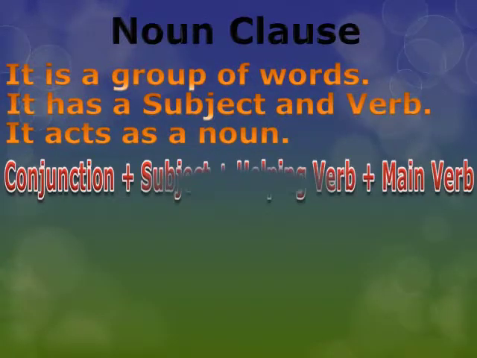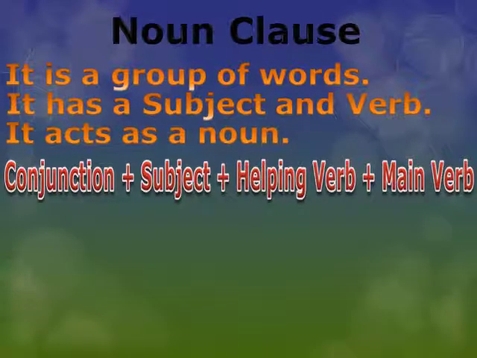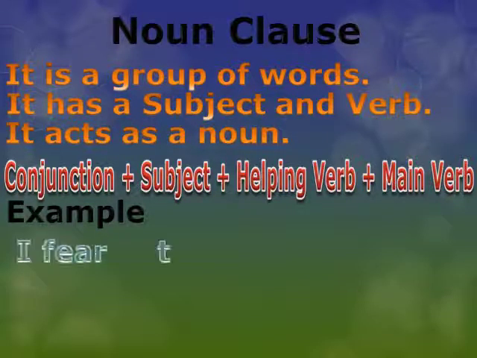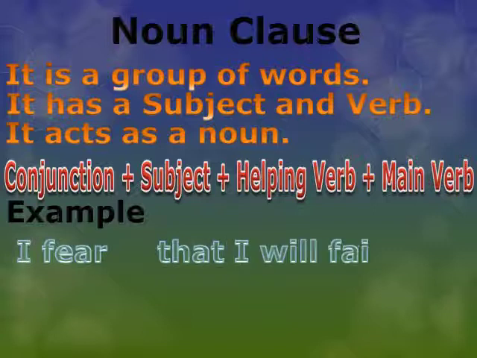The format of a noun clause can be read as conjunction plus subject plus helping verb plus main verb. In some cases, maybe the helping verb does not exist. Let's take an example. I fear that I will fail. Okay. Now let's see what is the noun clause in this sentence.